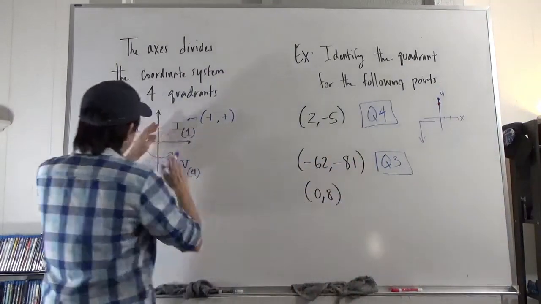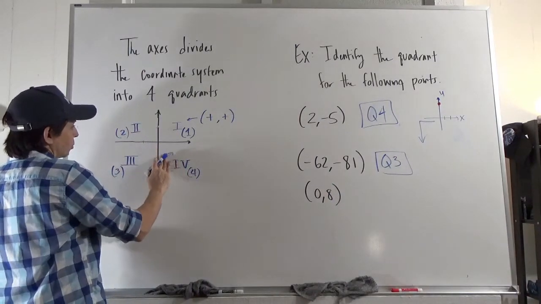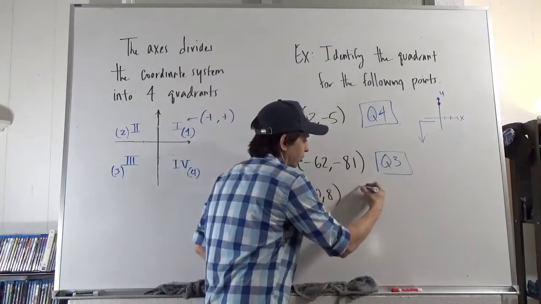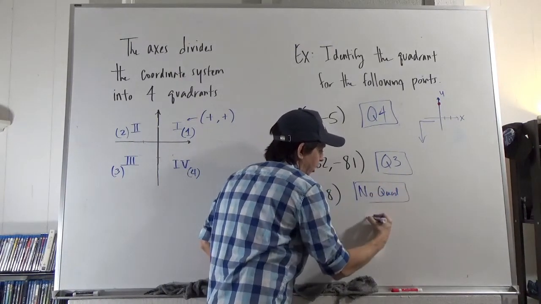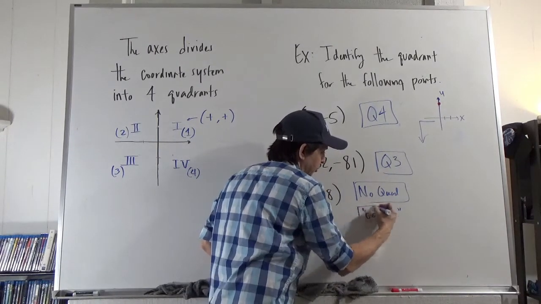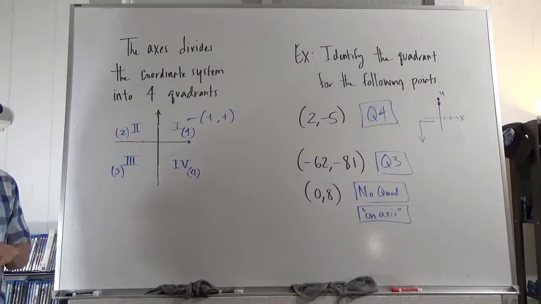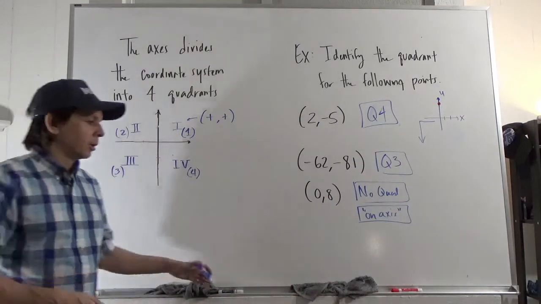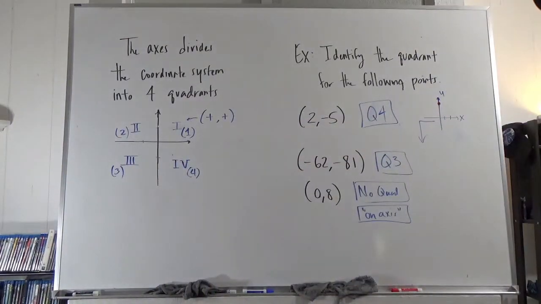It's on the border between quadrants 1 and 2, but it's not considered in either of those. Your answer here is either no quadrant, or you can just say on axis is fine. Just don't give me an actual number because none of them actually apply. At that point, it's not considered in any of the 4 quadrants. It's on the border. Okay. I'm going to pause it there.